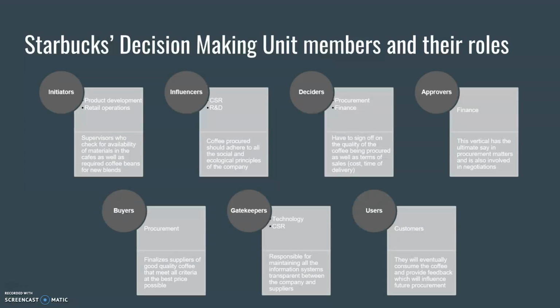Next, the procurement and finance functions decide on the specifications in terms of the variant of coffee, the quantity, and the delivery date. Finance then gives the final approval after it comes to a common price point with the suppliers post-negotiations. Procurement decides how much is to be bought from which supplier. Technology and CSR ensure that there is a transparent and continuous flow of knowledge between both ends in terms of selection criteria and purchase status. Finally, the procured coffee reaches the customer, that is you, whose preferences impact the next cycle of purchasing.